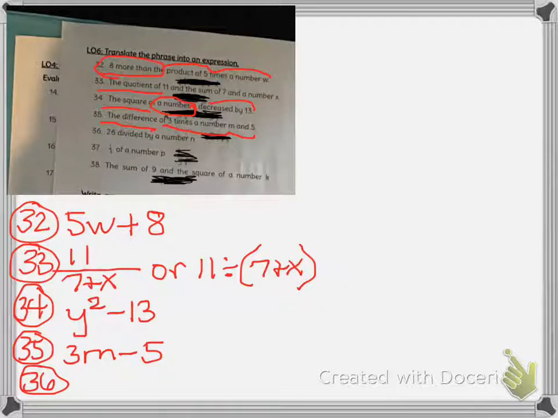36 reads 26 divided by a number m. We're looking at division again, so 26 divided by a number m. You can write this 26 over n or 26 divided by n.